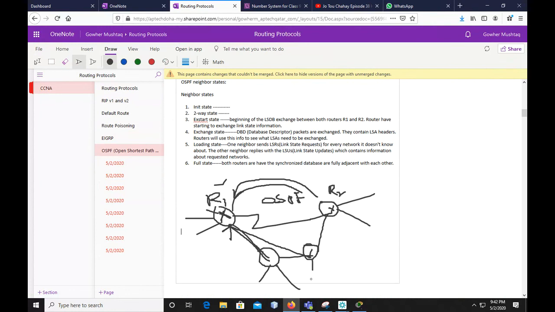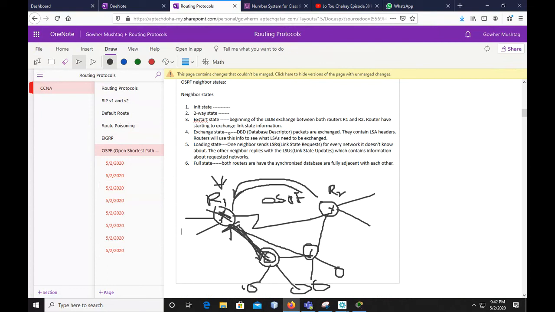Now R1 does not know that this particular router has 2 more subnets. Are you understanding? They are not inside the routing table of R1. So R1 will send LSRs, link state requests, to this router. This router will request what is in your routing topology, and they will share the routing topology.